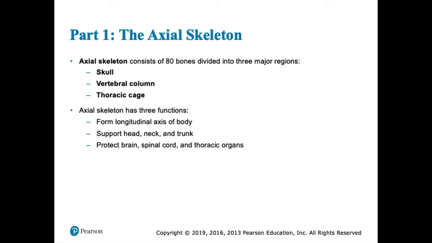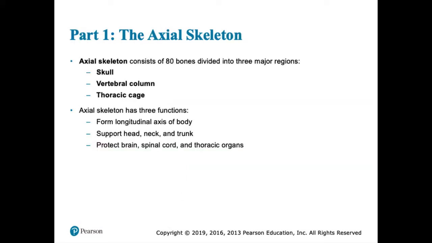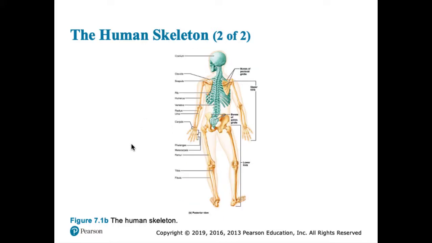The axial skeleton consists of 80 bones divided into three major regions: the skull, the vertebral column, and the thoracic cage. And of course, the axial skeleton has three functions. They form the longitudinal axis of the body, they support the head, neck, and trunk, and they protect the brain, spinal cord, and the thoracic organs. So again, this is the human skeleton, but what we're talking about here is the axial skeleton and what it covers. And that's the back version of that.